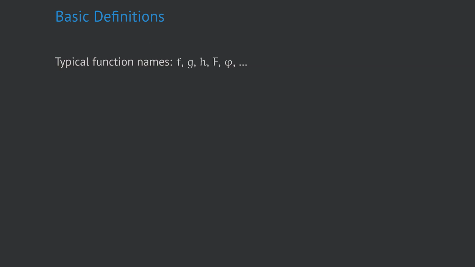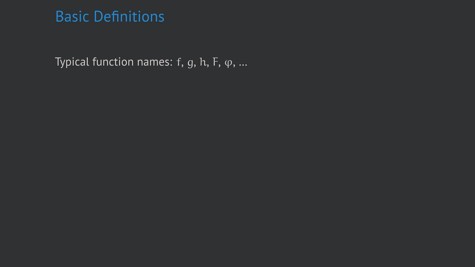Now, how do we name functions? Well, f is a very typical function name, but if we want to write down several functions, we need several function names. Typical function names are f, g, h, capital F, or Greek letters like phi.